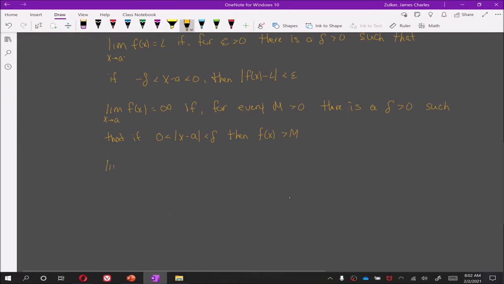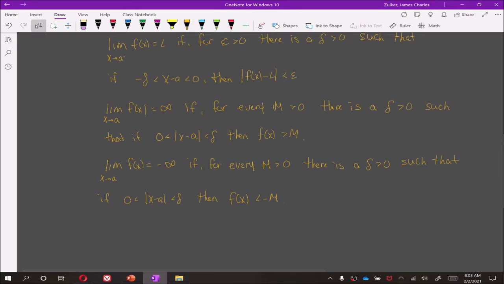Likewise, limit as x approaches a of f of x equals negative infinity if for every m larger than 0, there is a delta larger than 0 such that if 0 is less than the absolute value of x minus a less than delta, then f of x is less than negative m.